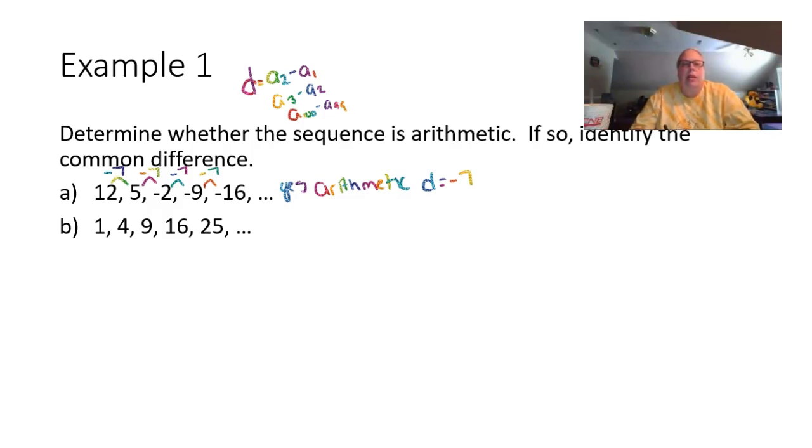All right, part B, 1, 4, 9, 16, and 25. 4 minus 1 is 3. 9 minus 4 is 5. And we don't even need to go any further because if it's arithmetic, all of these differences have to be the same as they were in part A. So this one is not arithmetic.